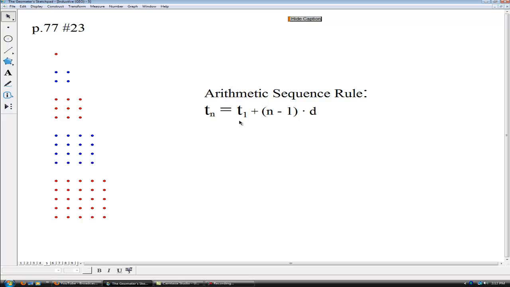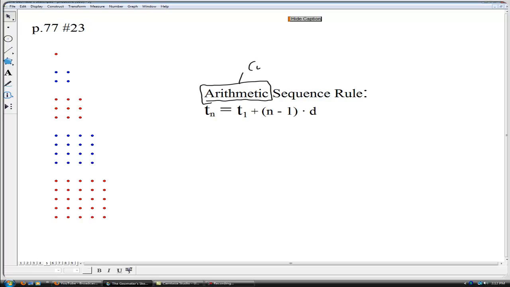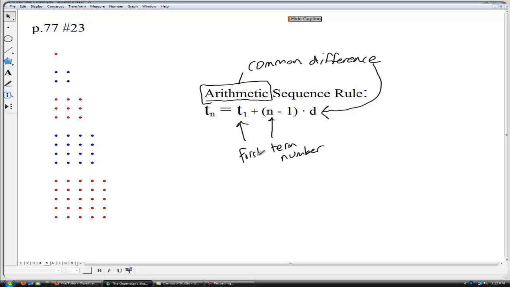If it's arithmetic, arithmetic means that there's a common difference between terms. That common difference will be this D. This is our term number. This is our first term. And this is the term in question. This whole expression, the first term added with n minus 1 times the common difference, is our rule. So this is like a formula for finding any term you want in an arithmetic sequence.